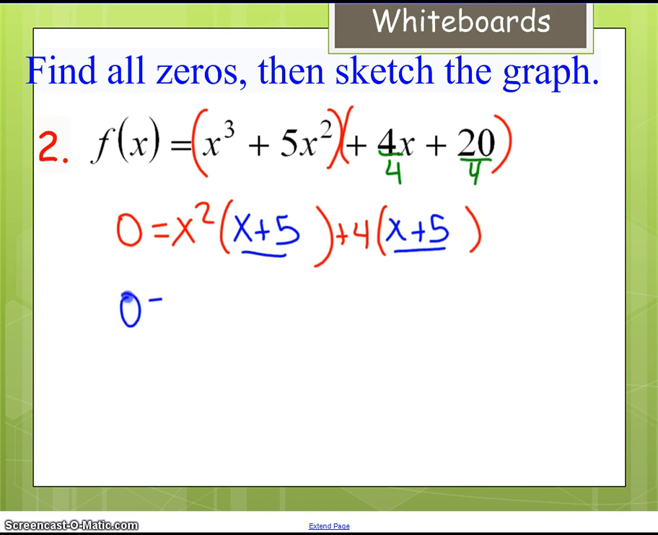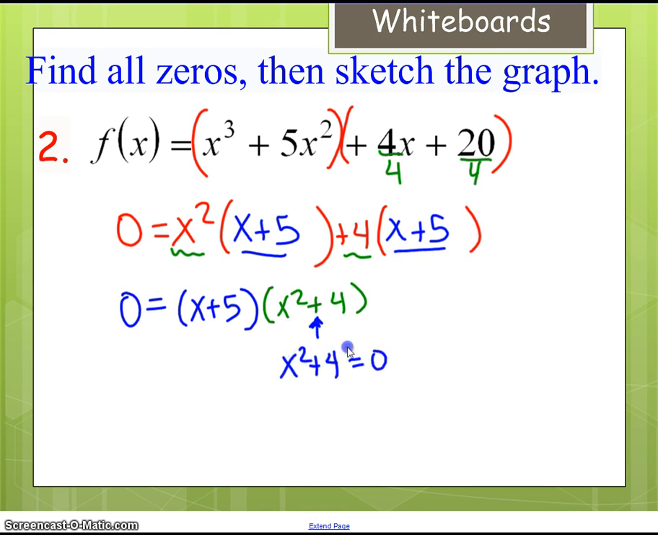Okay, so the x plus 5 becomes one factor, and the outside x squared plus 4 becomes the other factor. Now, be careful, because the x squared plus 4 cannot factor again. Remember, it has to be subtracting, and this is adding. So I'm going to have to solve x squared plus 4 equal to 0 a different way. Now, x plus 5, when you solve it, that's just going to be negative 5.